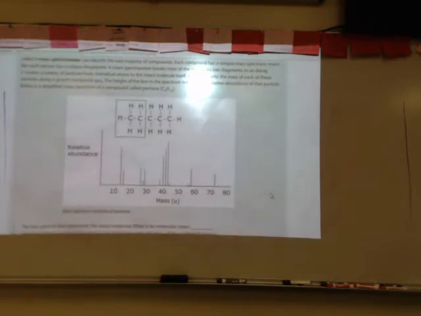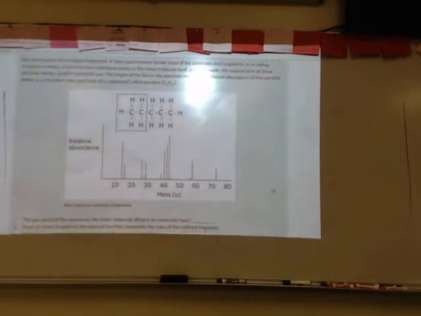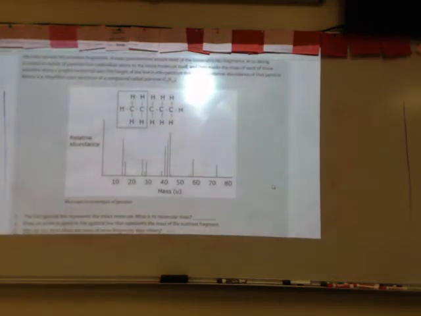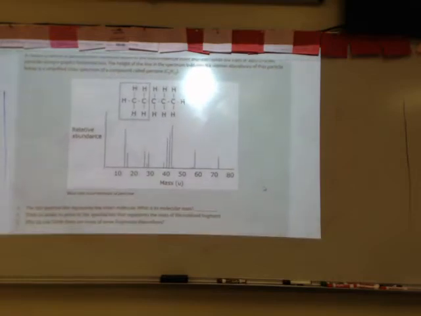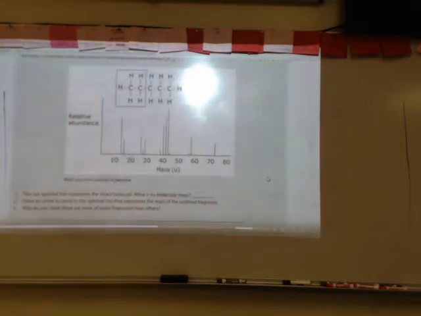It breaks most of the molecules into fragments, and then we can see them as marks along this axis. It marks the mass of each of the particles, and the height of the line tells you how much of it is present in that sample, so what its abundance is. This is a simplified mass spectrum of a compound known as pentane. And we're going to take a look at some questions.